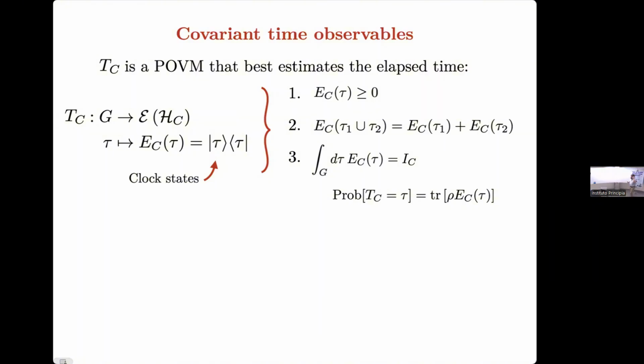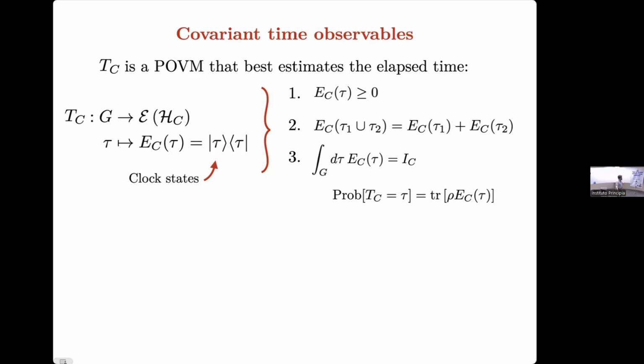And the point of these three properties is so that when you ask, what's the probability of the clock reading a particular time tau, given it's in the state rho, you can just use the usual Born rule. So basically, those three properties guarantee you're going to get a well-defined probability.